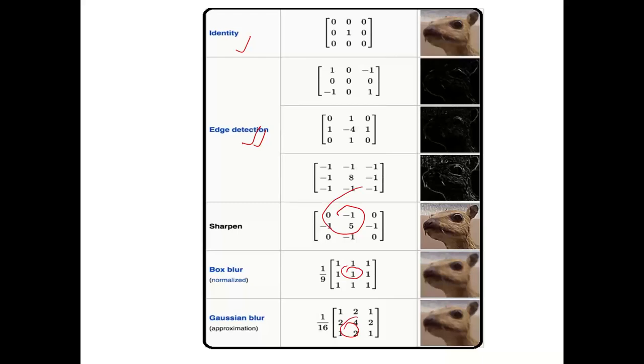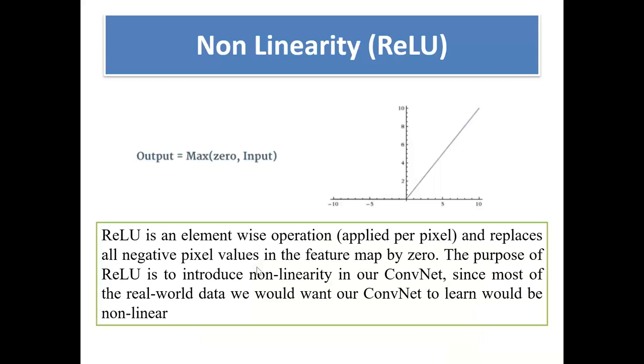Okay, now the next layer is the ReLU layer. What is the exact purpose of the ReLU non-linearity layer? The ReLU layer is an element-wise operation applied per pixel, and it replaces the negative pixel values in the feature map with zero. The purpose of ReLU is to introduce non-linearity in our convolutional network.